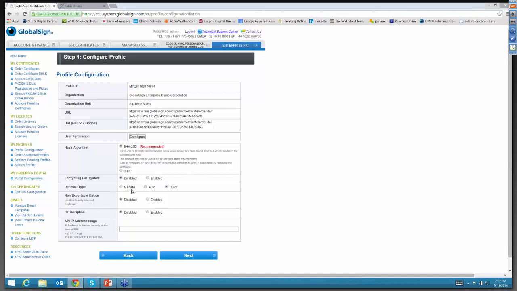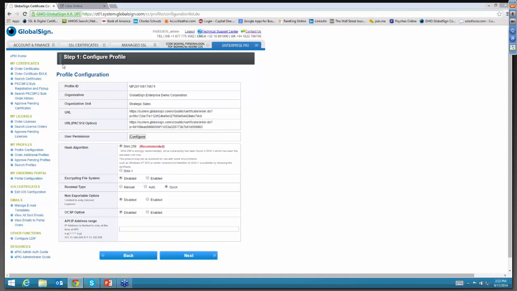You can also have different renewal processes in place. If you want it to be manual, they would have to do a new request, or you could go all the way to a quick renewal where there's almost zero intervention by the administrator. It would just send out the notices. A person could come using their existing certificate, authenticate themselves, and get a new certificate without any work done by the administrators. So it's very, very easy to manage the life cycle of the certificates.